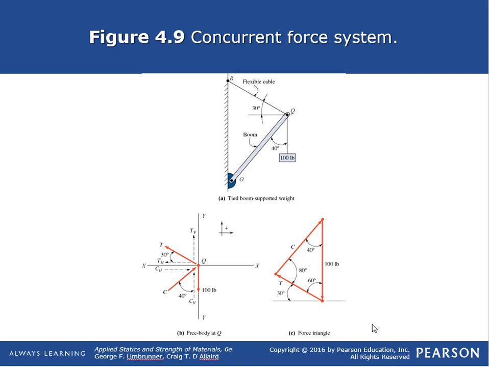Here's our force triangle, and then here is our free body diagram. If we didn't call this a two-force member, we would have the weight of the beam to deal with, and we would have different reaction forces here, so it becomes more of a non-concurrent force system. But in this particular case, we have a two-force member. It allows us to draw a free body diagram at point Q and easily solve this problem.